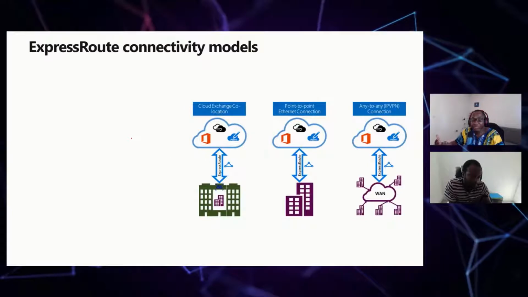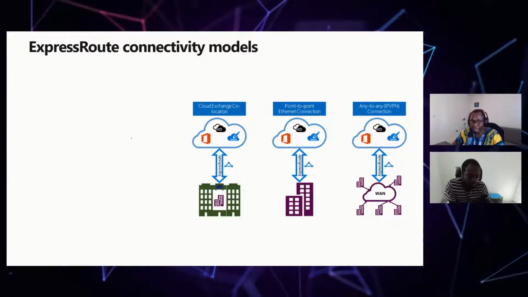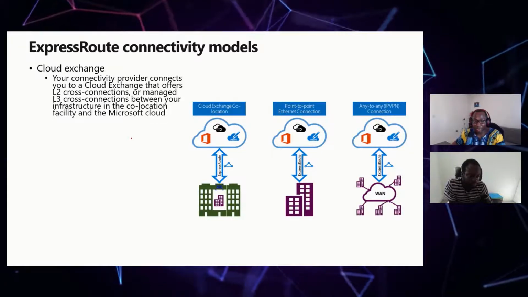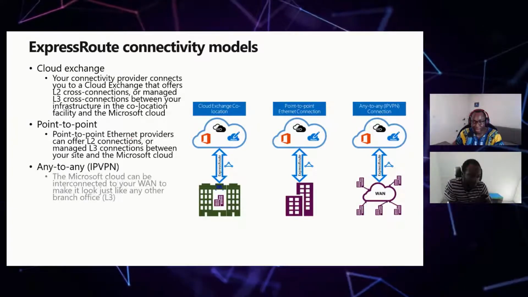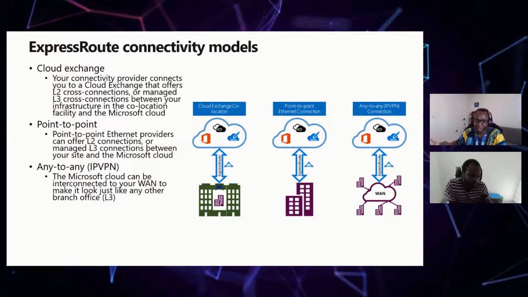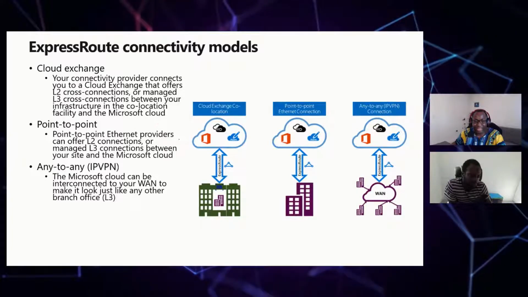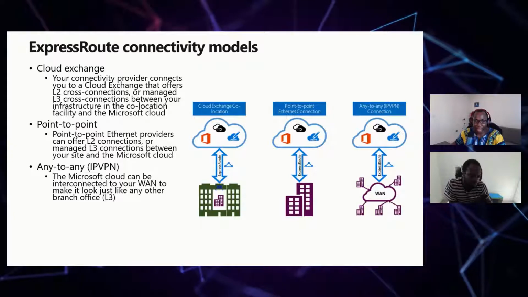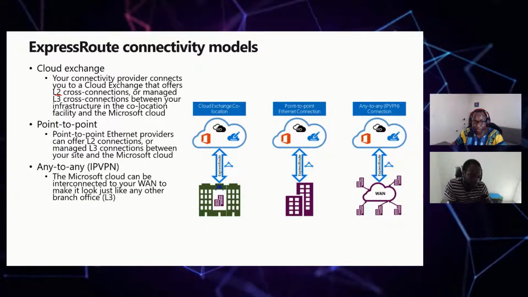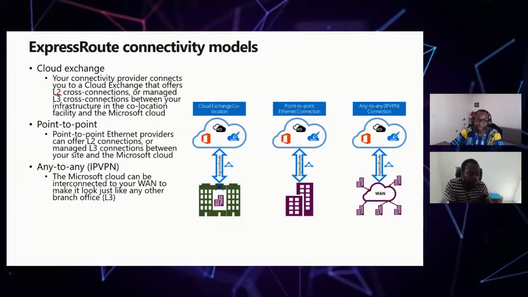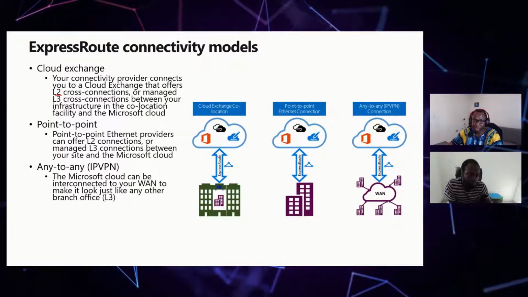ExpressRoute also has different connectivity models. It's not just one connectivity model. Here are the three connectivity models that it has: the Cloud Exchange connectivity model, the point-to-point connectivity model, and the any-to-any connectivity model. What are the differences between them? The Cloud Exchange connectivity model is sort of like you're connecting to your provider using a layer 2 connection, like a layer 2 tunnel to your provider, and then your provider handles the layer 3 connection between the Microsoft Cloud and your environment. That's how that works.